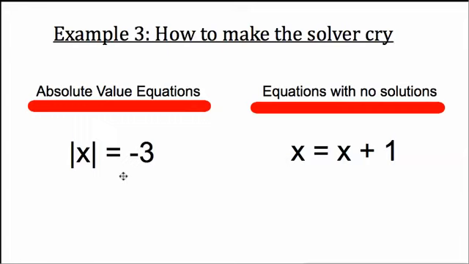All right, here's two more examples. Absolute value equations. You could get a no solution here. There is no number you can put in for x where it would take the absolute value of it and be -3. And also this equation with no solutions, x equals x plus 1. I know it might look reasonable at first glance, but there's no solution to this one either. Let's see how the calculator handles this.